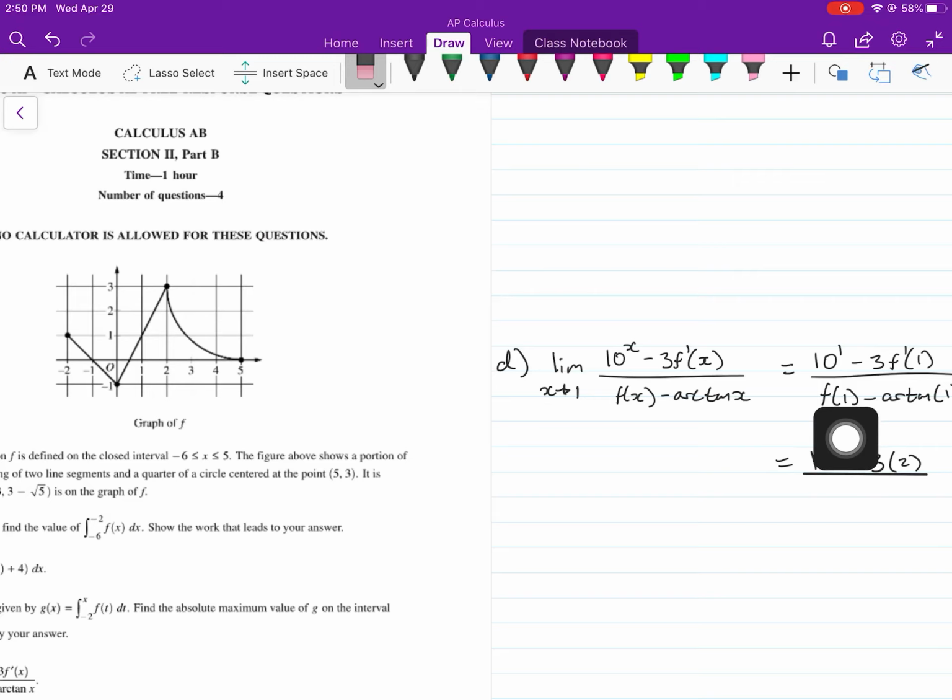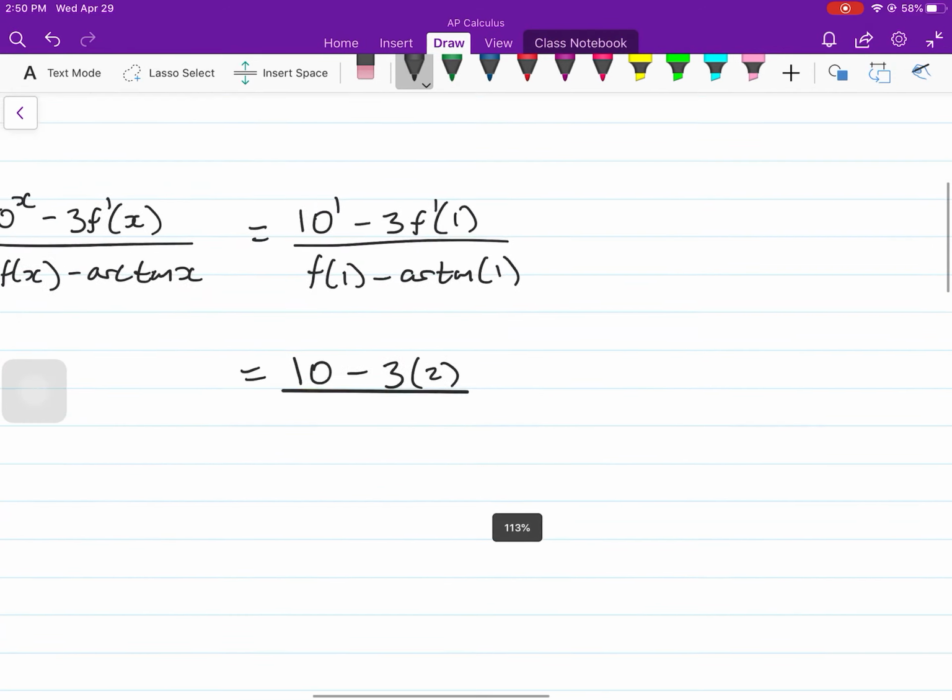What is f of 1? Now we're talking more like 7th grade. What is the function at 1? Well, when x is 1, our function is 1. Because that's the point right here. The input's 1, the output's 1. And so we're going to plug in a 1 for that one.